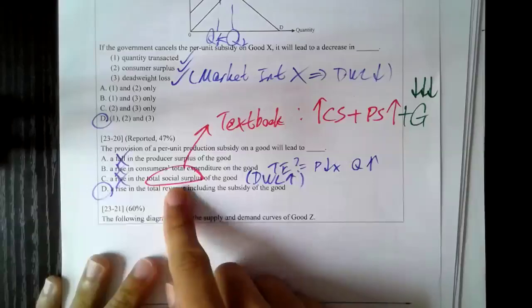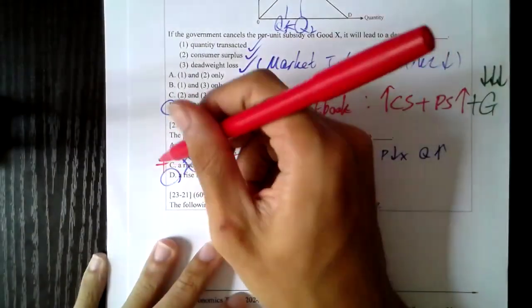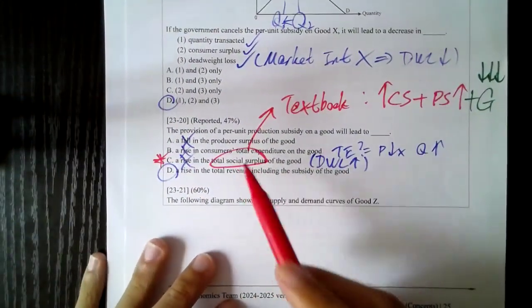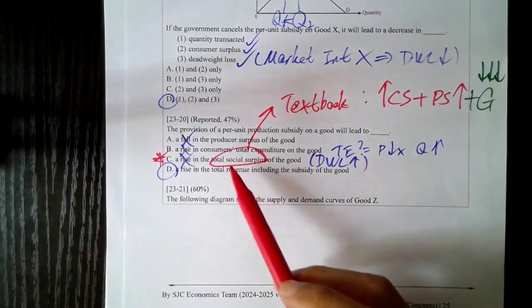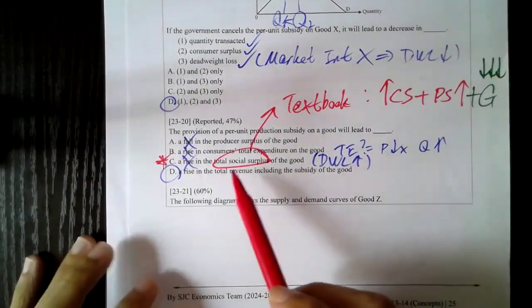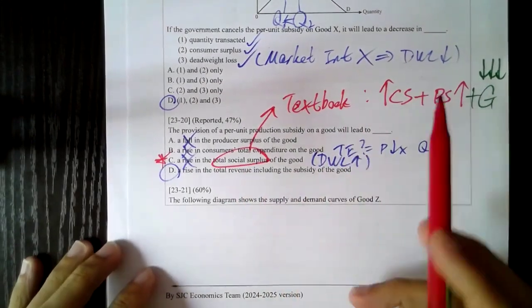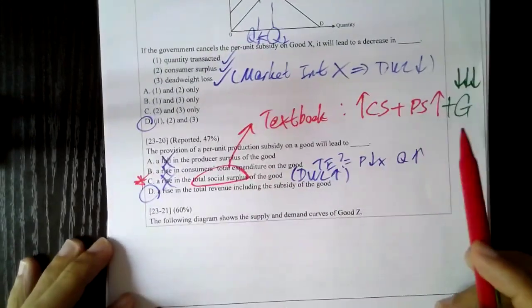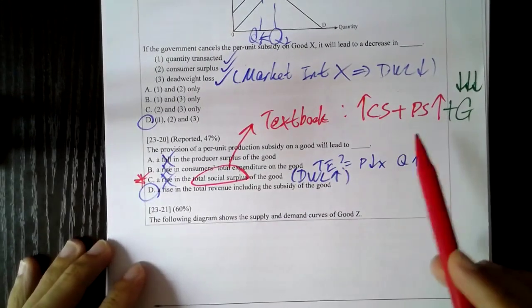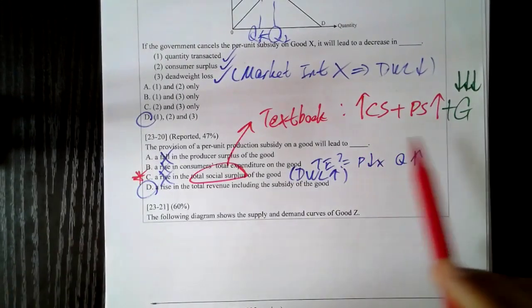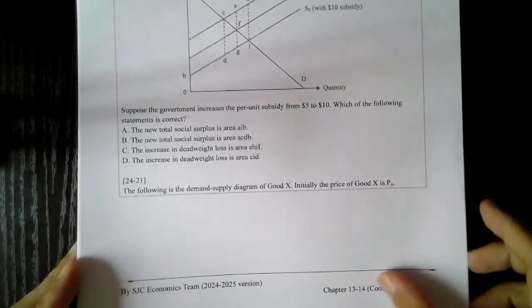So be careful. C is a very important answer. Although it is not correct, you still need to revise this. Remember, whenever we have deadweight loss, it means that total social surplus would have decreased. We will explain this later. We will prove this with the final method on area. Okay? Next question. We have done it. And is there any more? Yeah, subsidy. There is one more. Let's go to page 27.